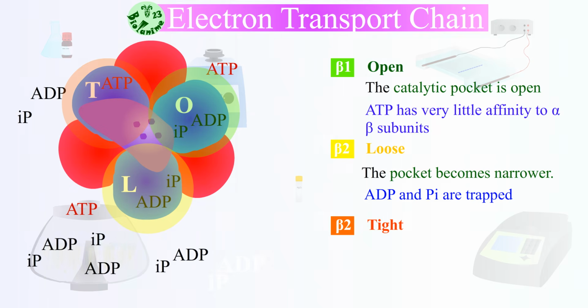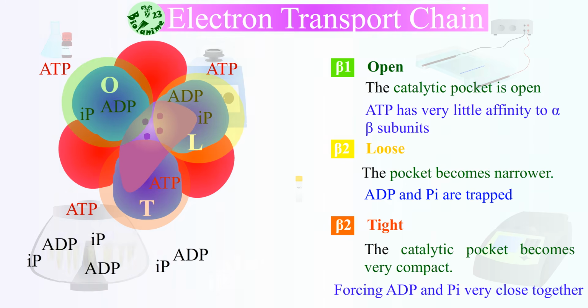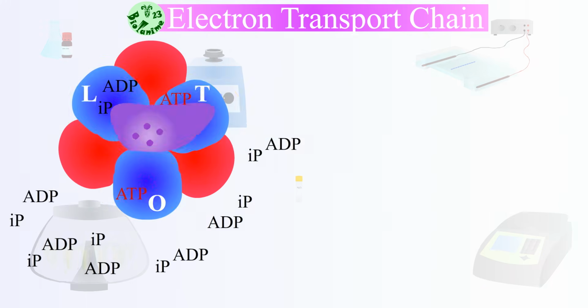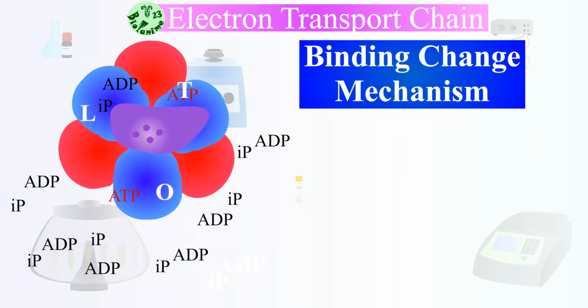In the loose state, the pocket becomes narrower. ADP and inorganic phosphate are trapped, but they are still separate. And in the tight state, it squeezes the beta subunit even more. The catalytic pocket becomes very compact, forcing ADP and inorganic phosphate very close together. Because they are held in the correct orientation, they combine to form ATP. Hence, it is known as the binding change mechanism. ATP forms because the protein changes shape.